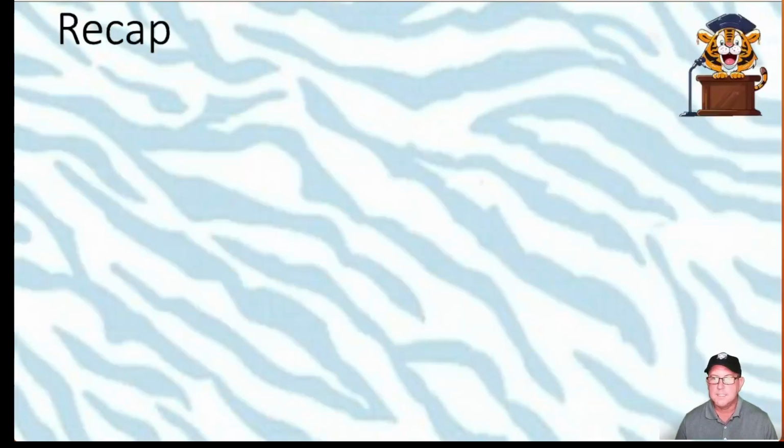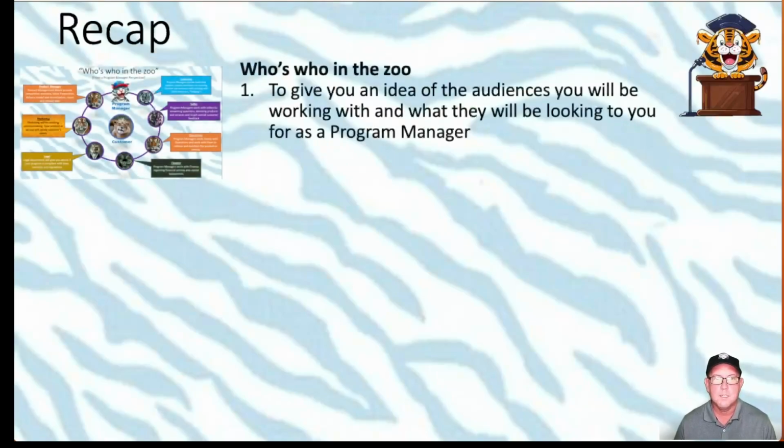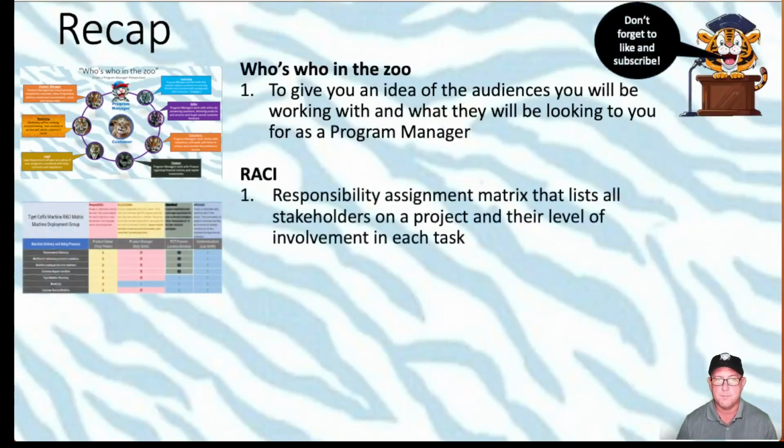All right, let's recap on everything we've covered so far. First thing we did is we covered who's who in the zoo. This was to give an idea of working with different people and understanding their roles. And you should really make sure that you understand how these people can help you and the services that they could give you or the services they need from you in your program.